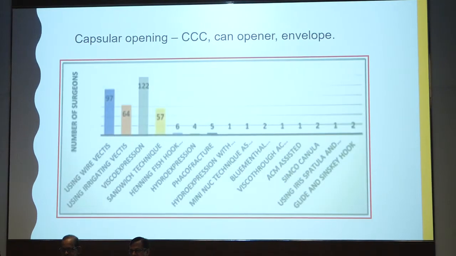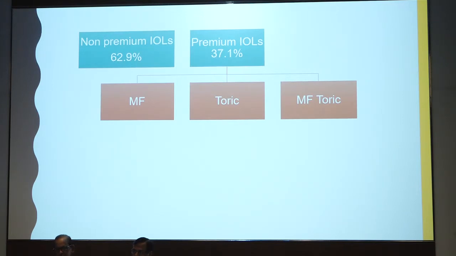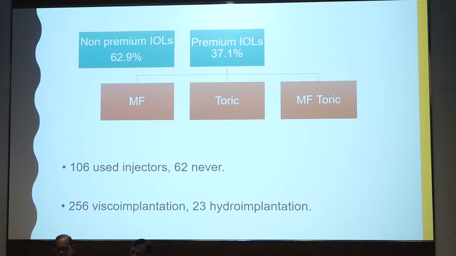The maximum variations exist in the technique of the nucleus delivery. You can see there is a myriad of variation. Most popular is the viscoexpression, followed by the use of vectis, again wire vectis, irrigating vectis, and there is the fish hook technique, Blumenthal technique, slide and glide and spatula, everything. Coming to the IOL implantation, 37.1% of surgeons do implant premium IOLs in their MSICS, using either injectors, not using injectors, doing viscoimplantation and doing hydroimplantation.